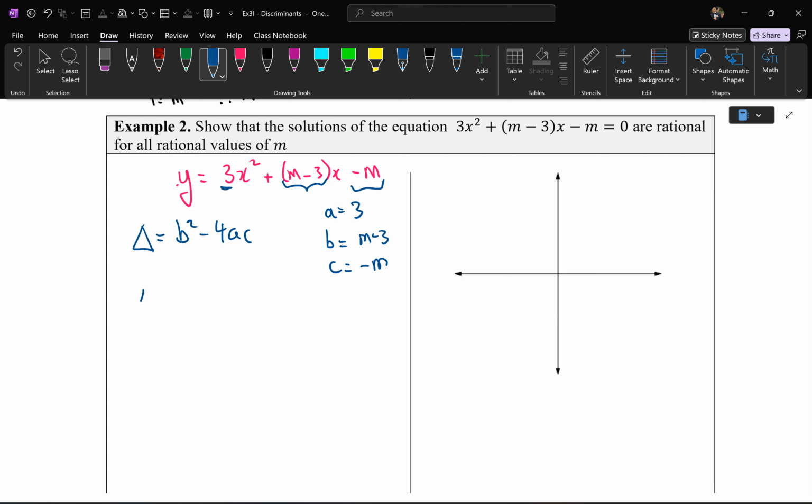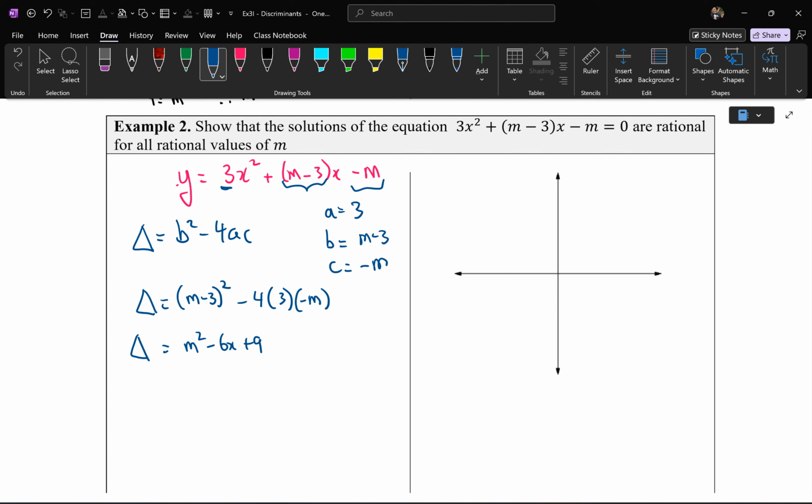Okay, let's put it into the discriminant function. Let's see what we get. So B is m minus 3. You're squaring it. Minus 4 times A, which is 3, times C, which is negative m. Let's expand the brackets. Remember back in, was it exercise 5a, I think it was? So expanding this bracket quickly, m minus 3 squared gives you, who wants to have a go? Yes, Yuna? m squared minus 6m plus 9. Beautiful. That's what I want to see. At year 11, that's a prerequisite that you should just know by looking at it.